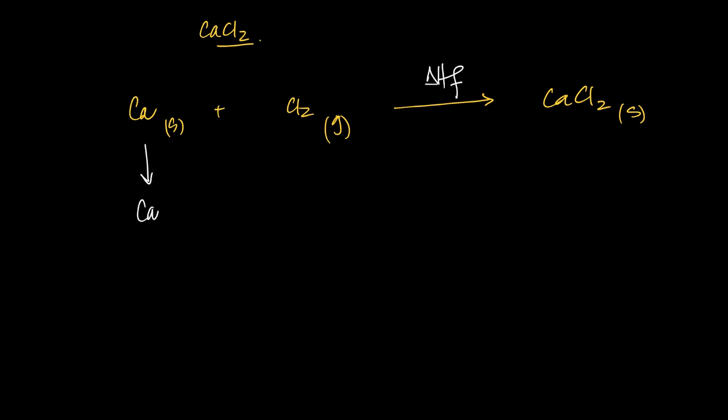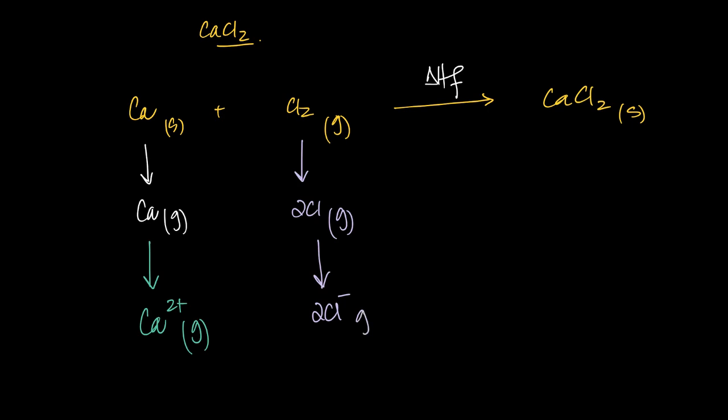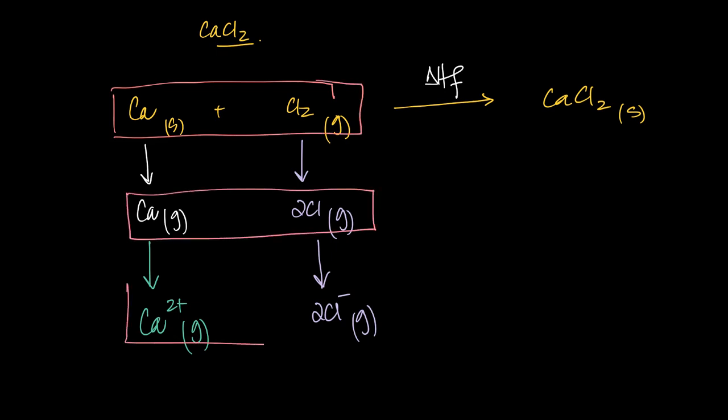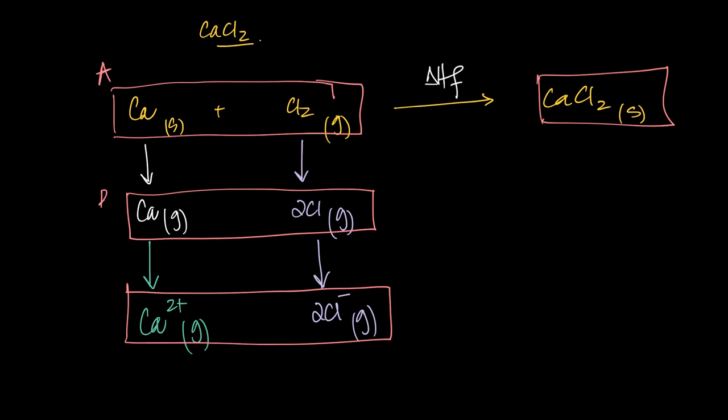Now, the multiple steps I can do is, I can make calcium into a calcium gaseous atom. Then the calcium can become calcium gaseous ions, and we know it makes a 2 plus ion. On the other hand, chlorine will become 2 chlorine gaseous atoms, and then that becomes 2 chloride gaseous ions. Let's call this stage A, this is B, this is C, and this is D. So A is elements, B gaseous atoms, C gaseous ions, and D the ionic compound, and the arrow from C to D.